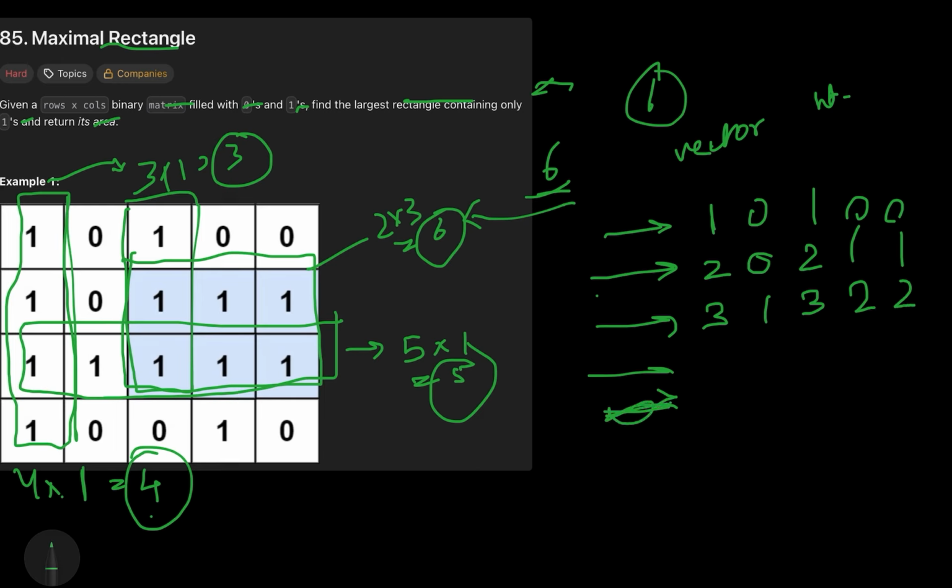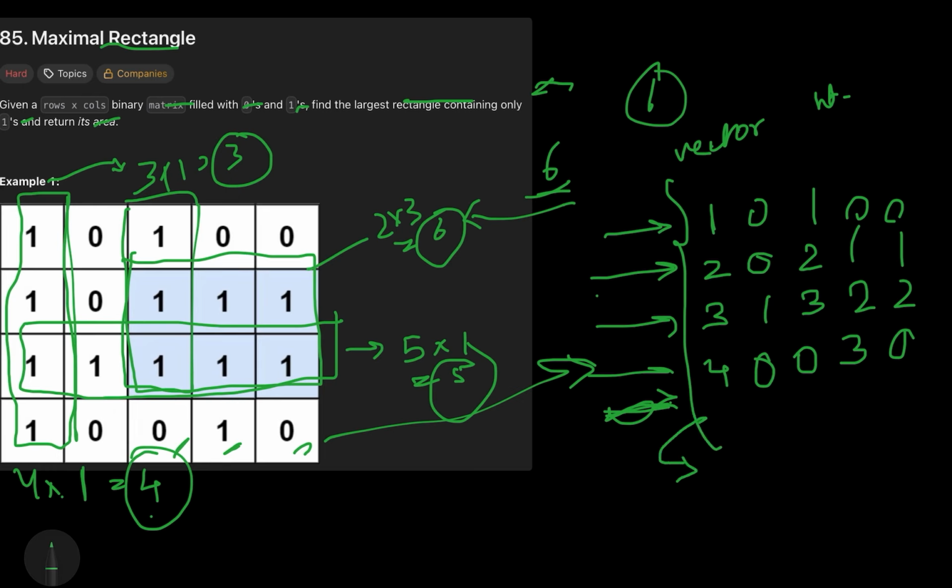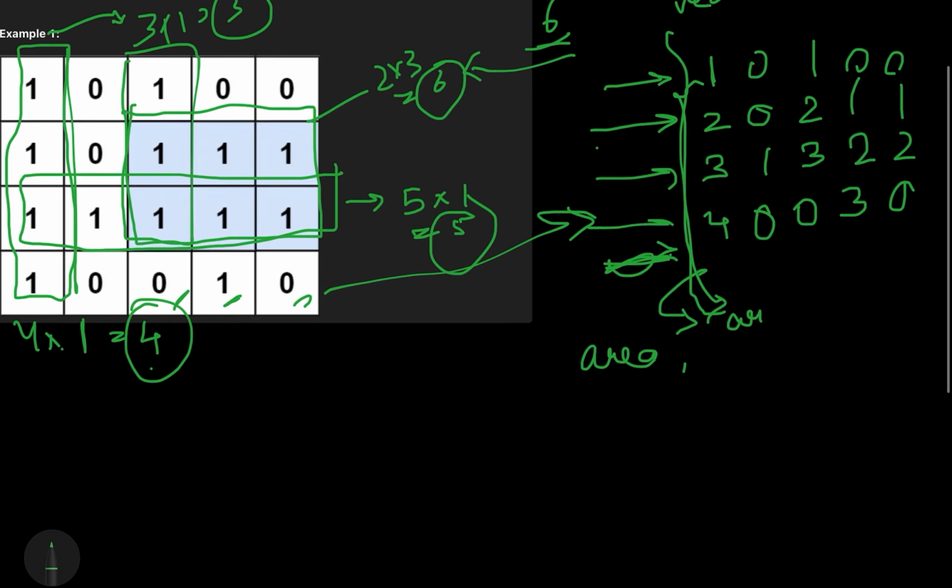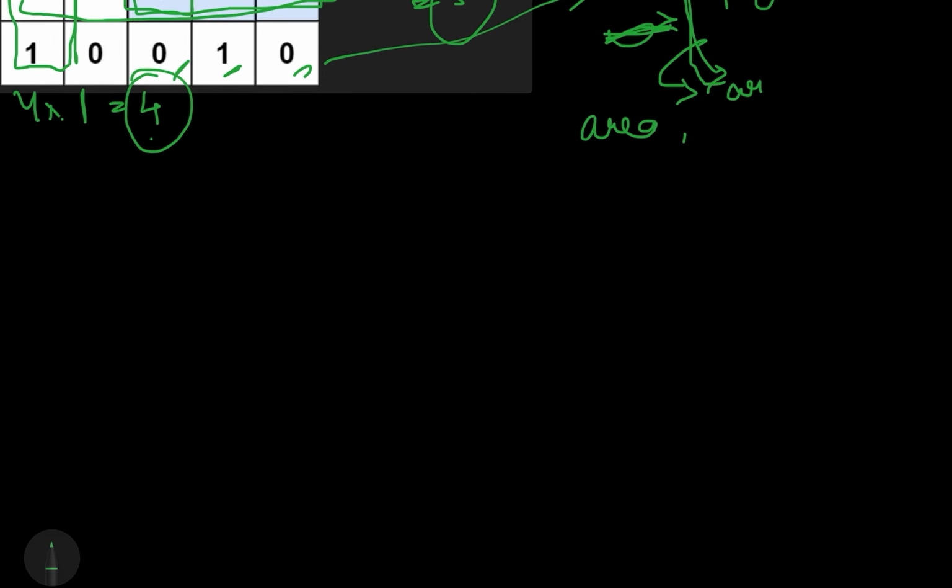And finally our last row, which is this one, what we'll do? We have 1 here, we'll increase it. We have 0 here, so we again put 0. Then again we have 0 here, then we'll again put 0. We have 1, so we'll increase. And while traversing row wise, we'll calculate the area at each point using another function called area. Let's see how we'll write the code of it.